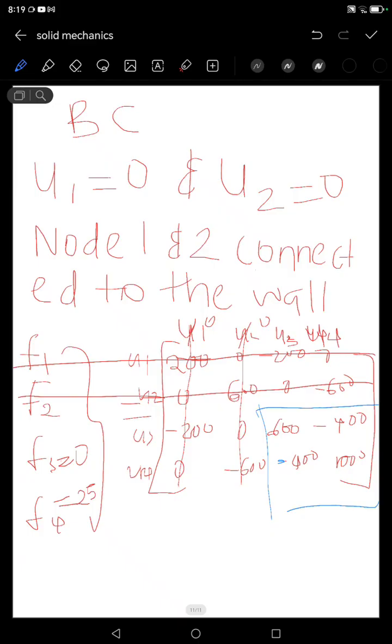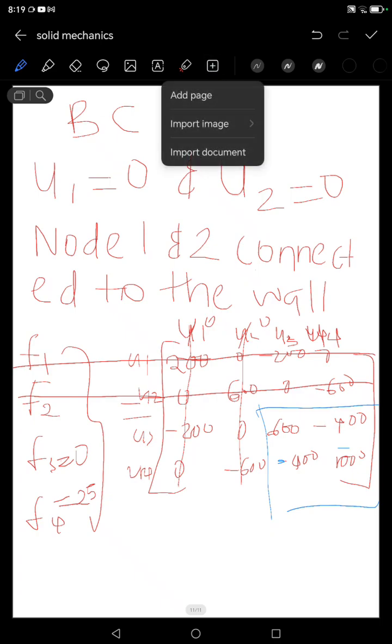So which results to what? To 0. And then F4, we are given that F4 is what? Is 25 kilonewton. So what we are left with is F3 and F4, the values that we are left with in this row, U3 and U4. So we're going to focus on U3 and U4 since the boundary condition says U1 and U2 are 0.